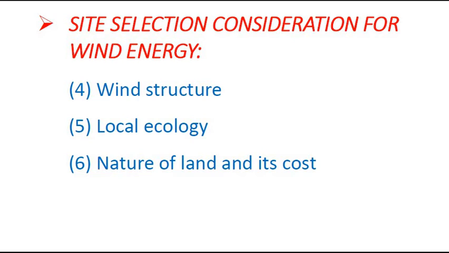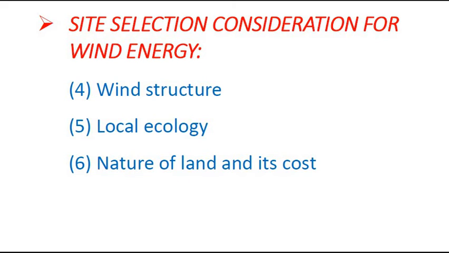Now the fifth factor is local ecology. If small trees, grass, or vegetation are present near the site, all of which disturb the wind structure, then the height of the tower increases, which will increase the cost of the system. So the local ecology is also considered when selecting a site for the wind energy system.